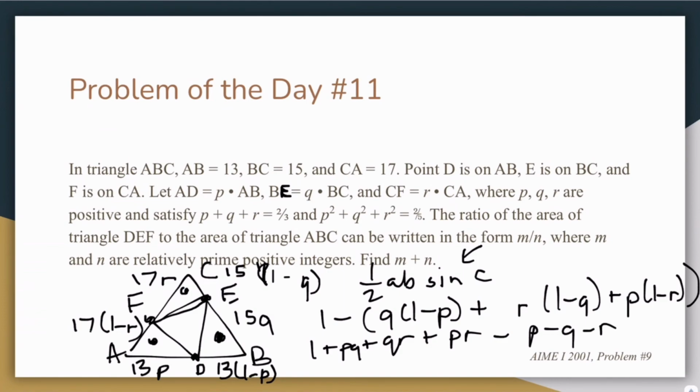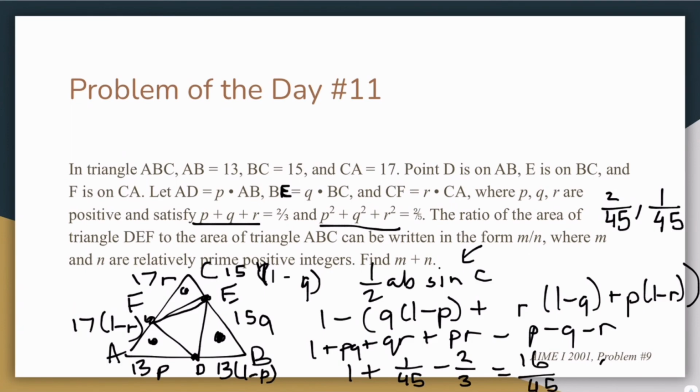So we need to find PQ plus QR plus PR, but we can find this easily, since we know that (P plus Q plus R) squared minus (P squared plus Q squared plus R squared) is 2PQ plus 2QR plus 2PR. And that value, the 2PQ plus 2QR plus 2PR, is equal to 2/45. And so PQ plus QR plus PR equals 1/45. And P plus Q plus R is just 2/3. So we get that 1 plus 1/45 minus 2/3 equals 16/45. So our answer is 61.